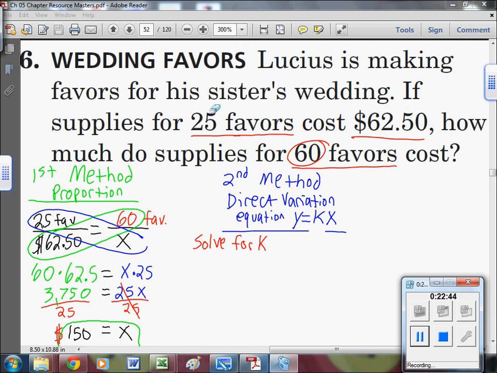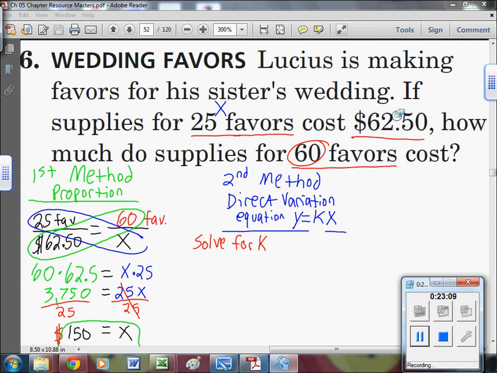We were told 25 favors is $62.50. You choose how many favors you want. You chose how many people to invite, or you chose how many to make. You did not choose how much it was gonna cost you to buy them at the store. So you chose this, so because you chose that, that's gonna be your input, or your x. That is your independent variable, the one that has freedom to choose. The one that is the effect, this is the cause, this is the effect.